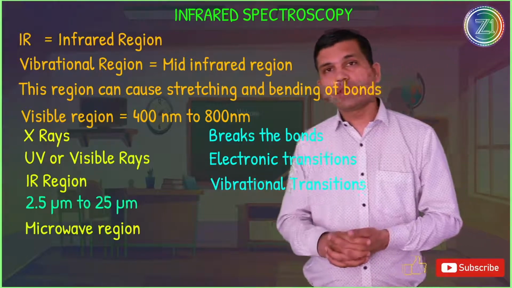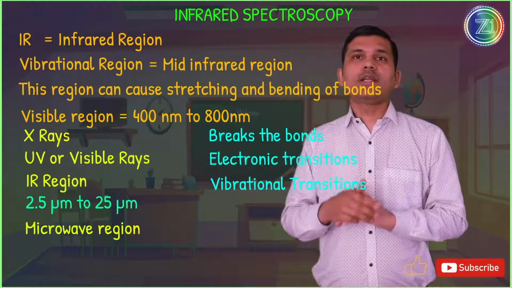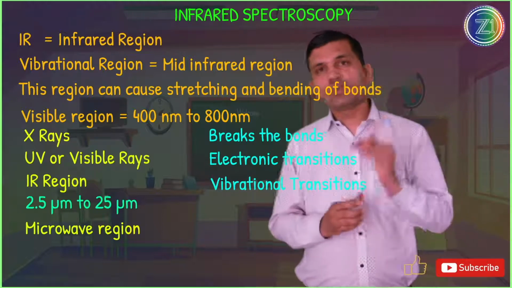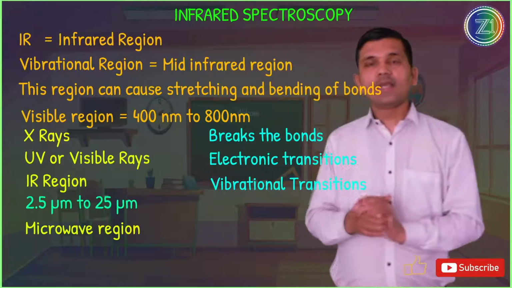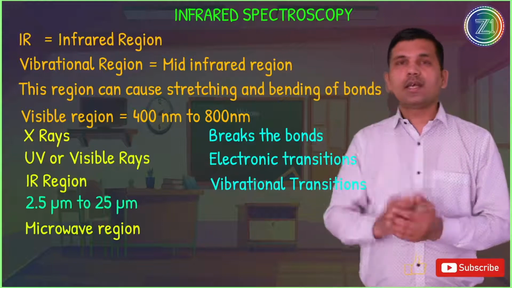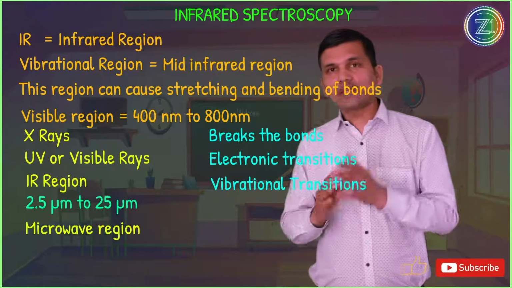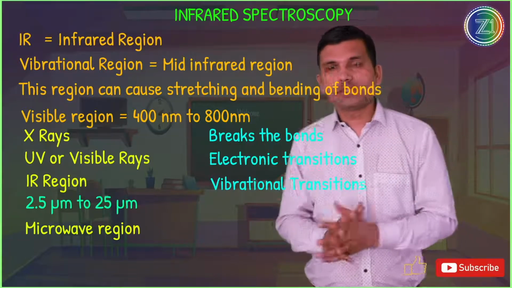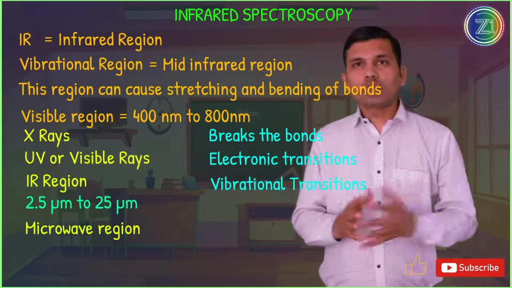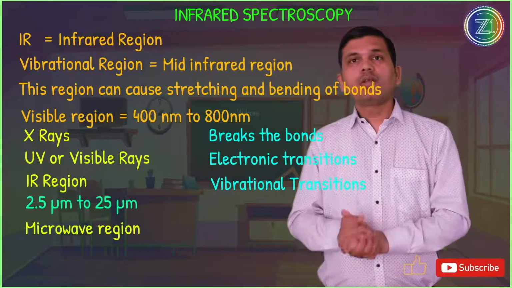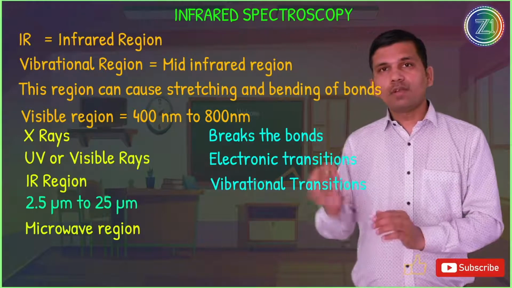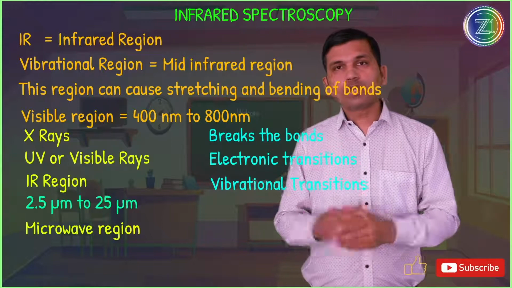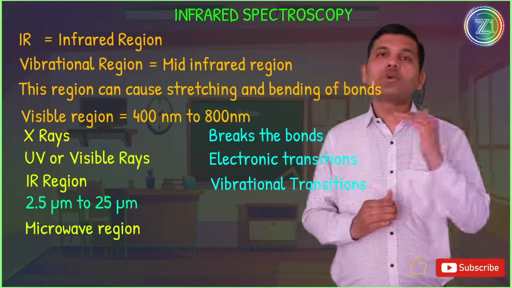After this IR region, we can move toward the microwave region. You know very well that the microwave region is lower in energy than the IR region, so it can supply less energy than the IR region. The smaller energy levels, that is, the rotational energy levels, correspond to the microwave region. That means the microwave region can supply the energy corresponding to the transitions between rotational energy levels.